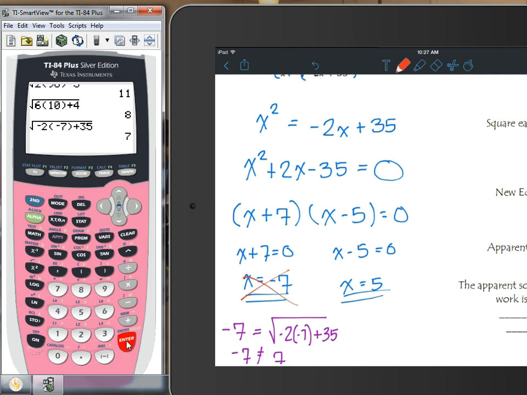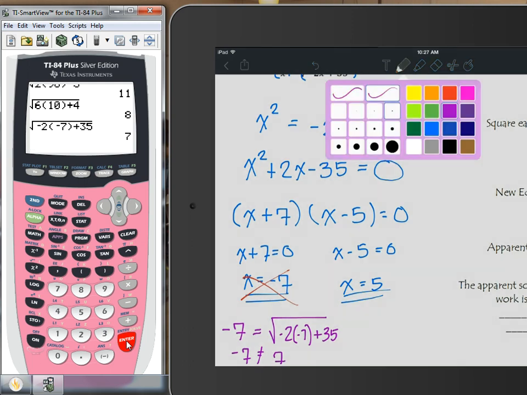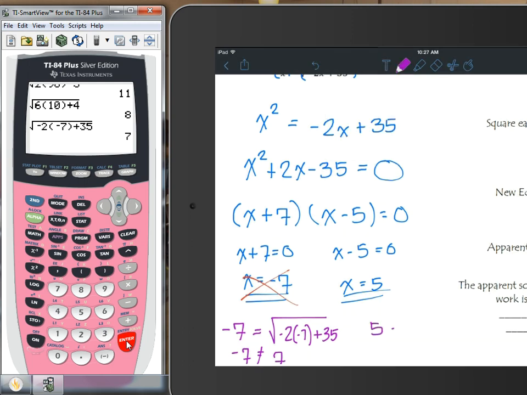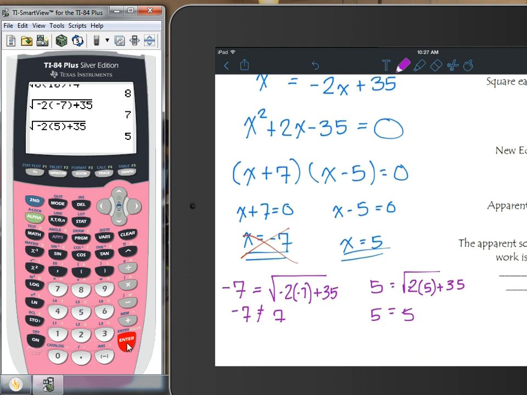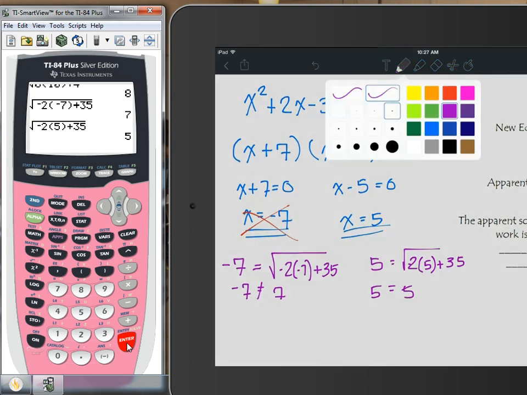Let's see if 5 works. So when I type it in, it should equal 5. I think that's a negative 2. So here we go. Square root of negative 2 times 5 plus 35. And we get 5 equaling 5, which is true. So my only solution for this problem is x equals 5.